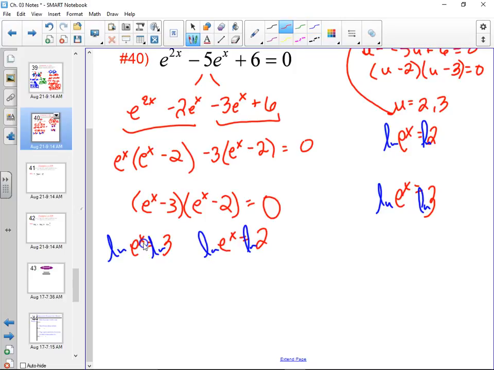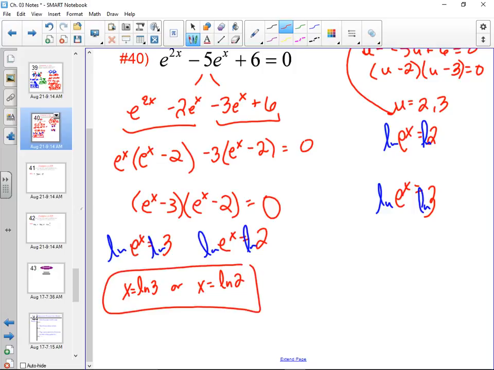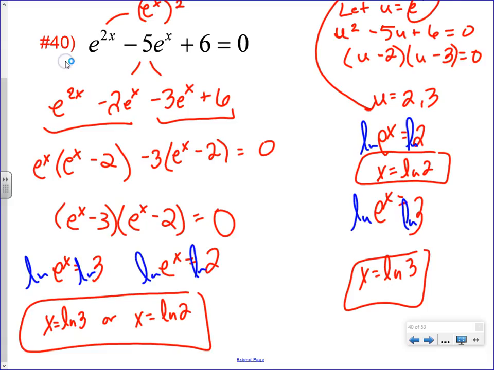But either way, at the very end of the day, you get x is equal to ln of 3 or x is equal to ln of 2. Both of them would make 0. And over here, you get the same thing. X is equal to ln of 2 because e and ln cancel out. X is equal to ln of 3. Either way works just fine.